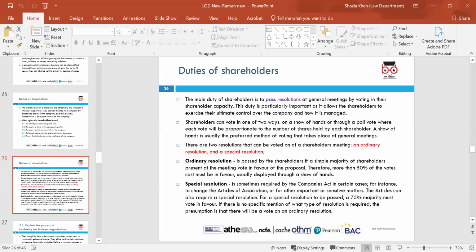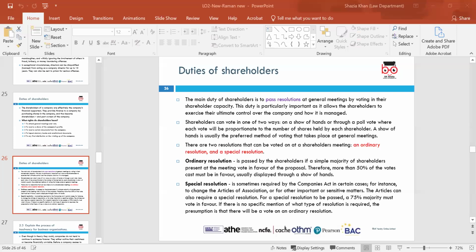There are two distinctions that can be voted on at shareholders' meetings. So you've got an ordinary resolution and a special resolution. The ordinary resolution is passed by shareholders if a simple majority of the shareholders present at the meeting vote in favour of the proposal. Therefore, more than 50% of votes cast must be in favour, usually displayed through a show of hands.